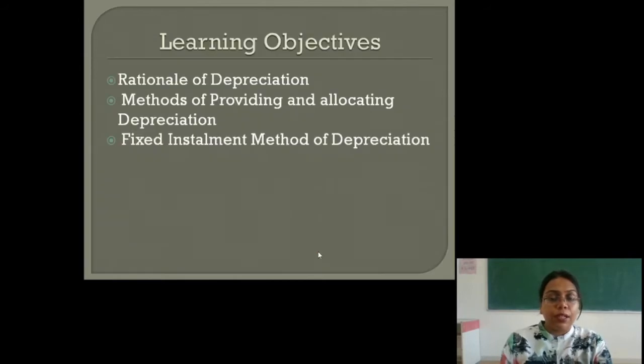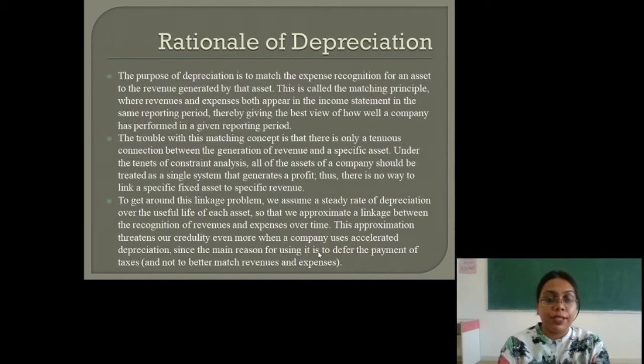So the learning objective of this lecture is we will learn about the rationale of depreciation, methods of providing and allocating depreciation, and the fixed installment method of depreciation. The first topic of our lecture is rationale of depreciation.